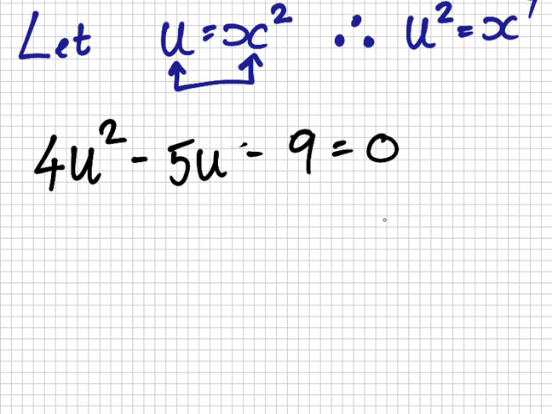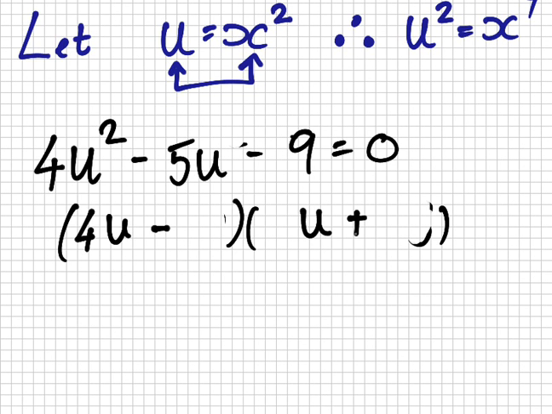Okay, so this has two answers. Does it have factors? Yeah. Let's see. It's going to be 4u minus 9, and then 1u there, and this would need to be a plus 1. And we need a 9 here and a 1 here. Yeah, that'll do it.